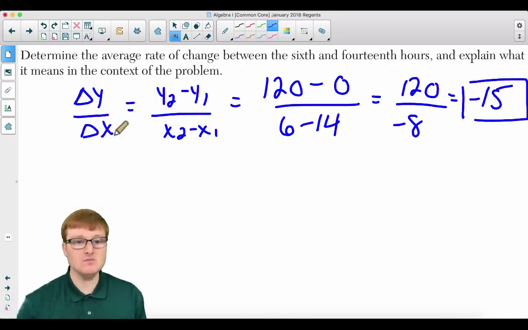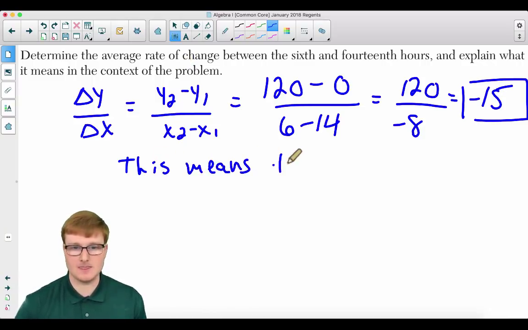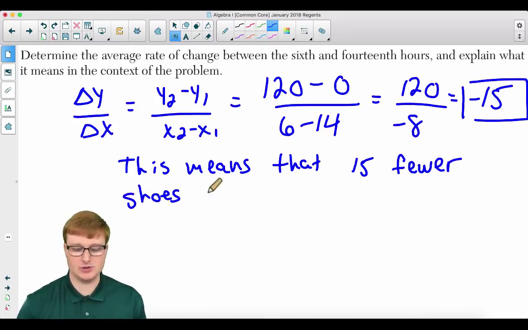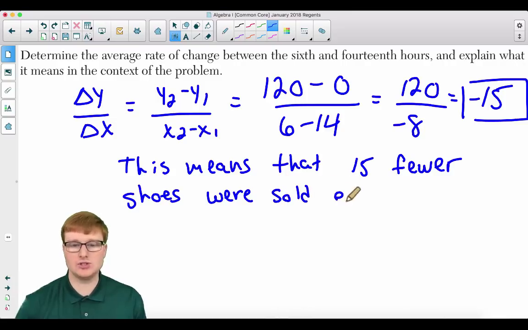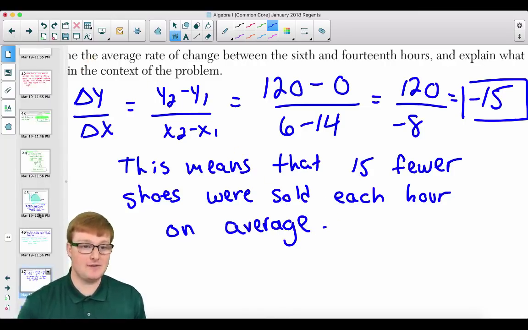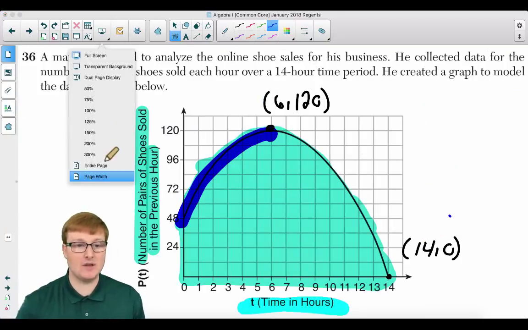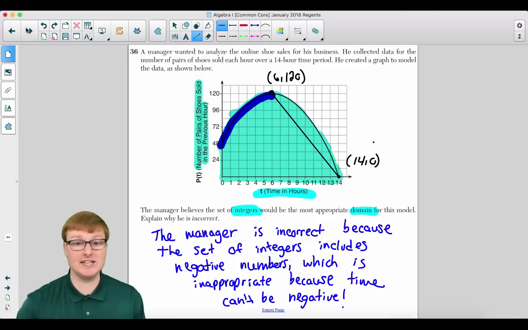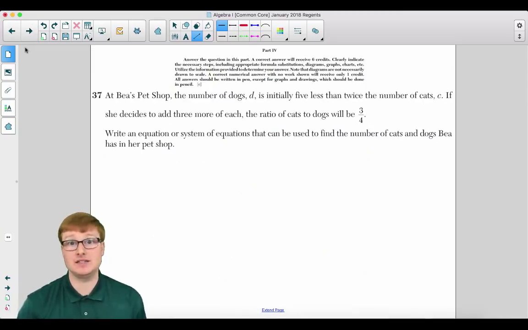What does this mean? Well, actually, let me put this in a sentence. This means that 15 fewer shoes were sold each hour on average. Keep in mind that this is an average. I'm not saying that each time it decreased by 15 shoes. I'm not saying that. They want the average number of shoes. So that's just drawing a line from here to here. And on average, you're decreasing by 15 shoes each hour. And that's all it means in the given context. And that's how you do that problem.